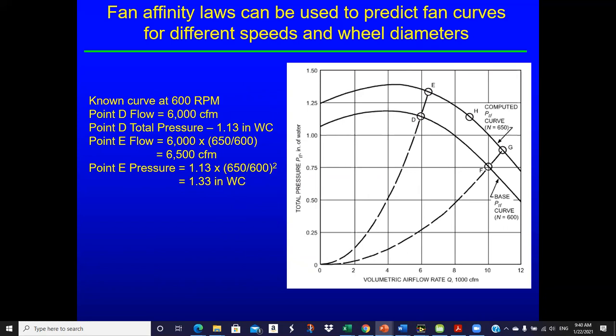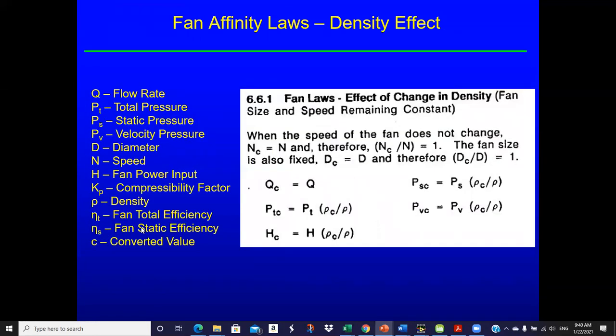Okay, so just want to show how to use those affinity laws. And that's what they're really intended for, is to be able to recast the fan curves to different RPM. Then you look and see what your system resistance curve is, and you see how your point of operation is going to change.